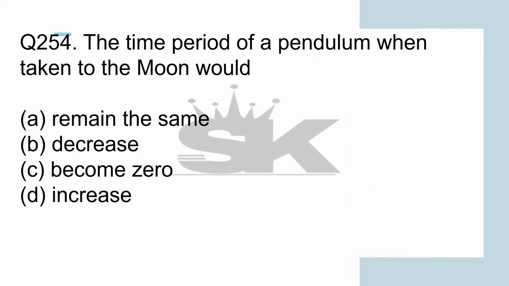The time period of a pendulum when taken to the moon would be: the answer is increases. When the pendulum is taken to the moon, the value of g will decrease, right? And so the time period will increase. As the pendulum takes more time to complete one vibration, it will lose time. So here the answer is increases.